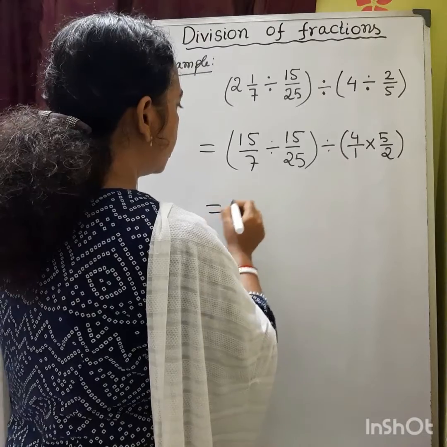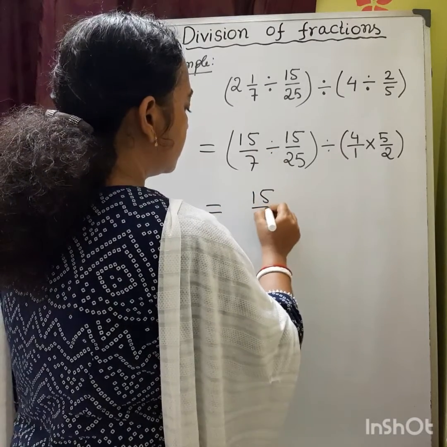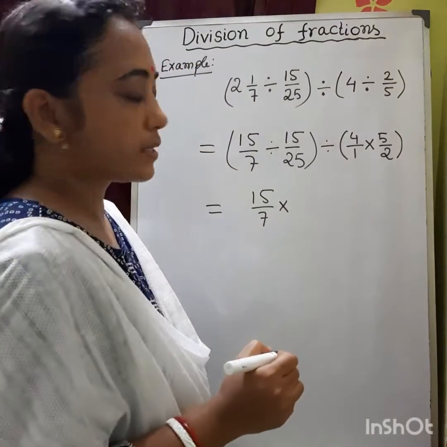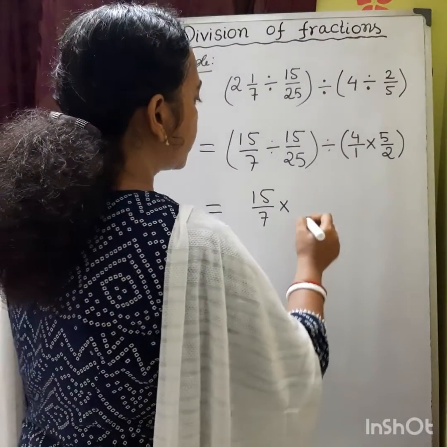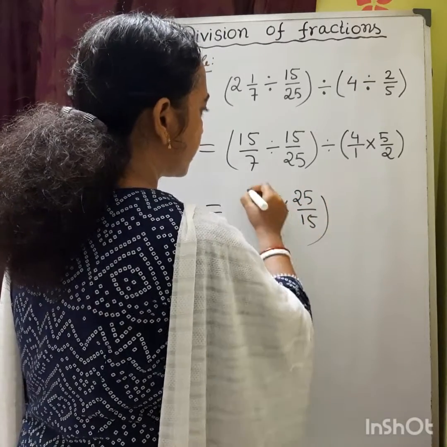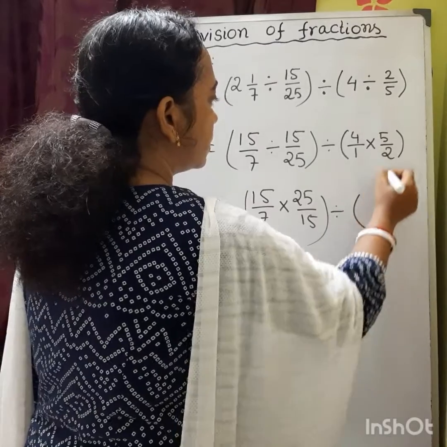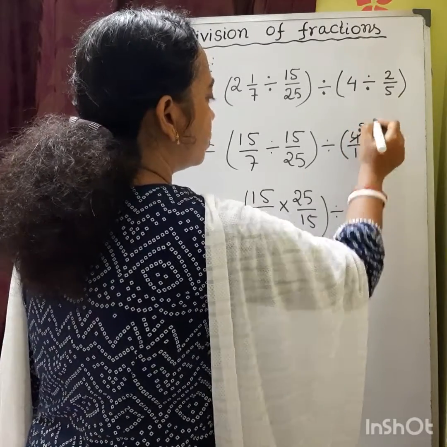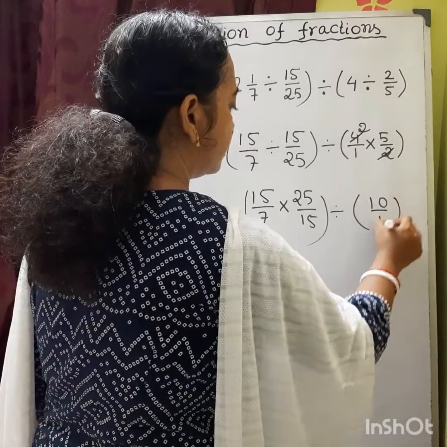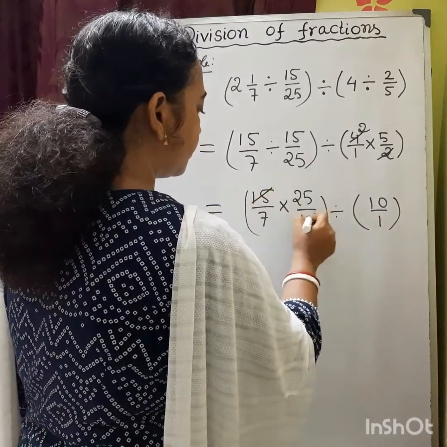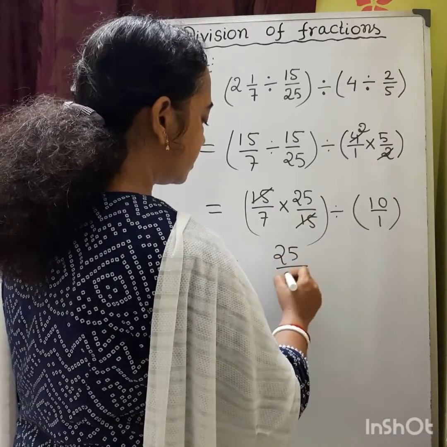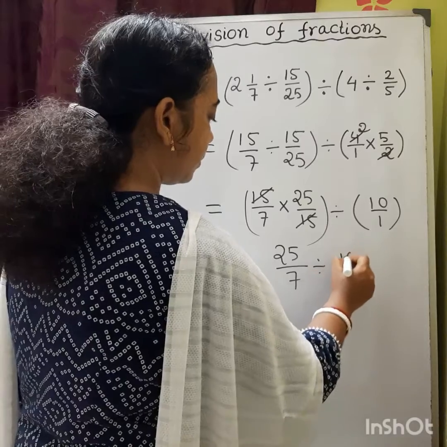So this is equal to now 15 by 7. This division we will write as multiplication sign, and we write the reciprocal of the divisor, that is 25 by 15. Then division. Here 2 2s are 4 we know. So 5 2s are 10. 10 by 1 we are getting here. So again this 15 and 15 will cancel out. So this is equal to 25 by 7, division 10 by 1.